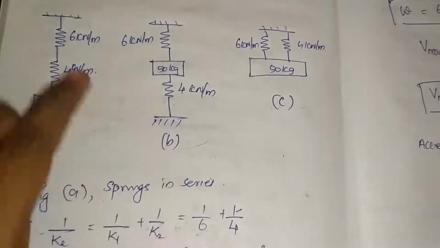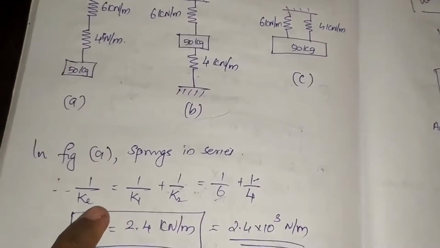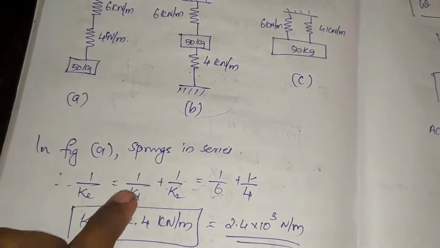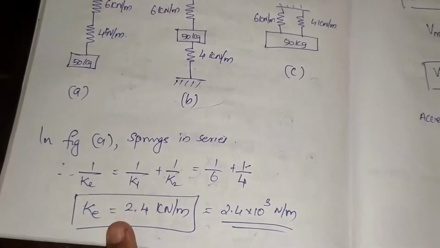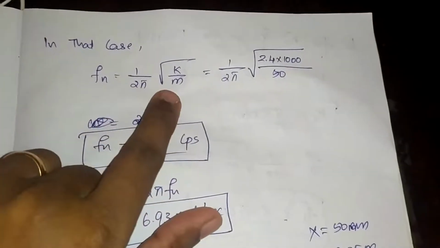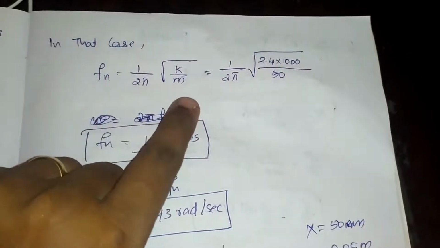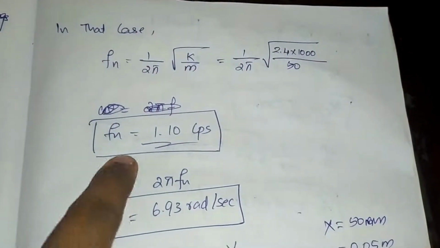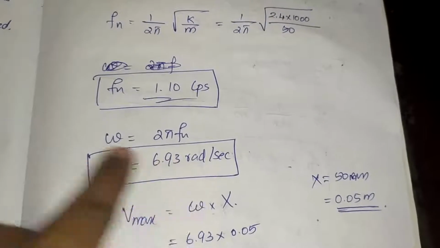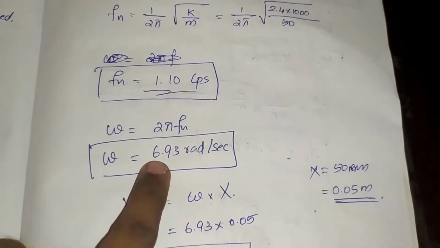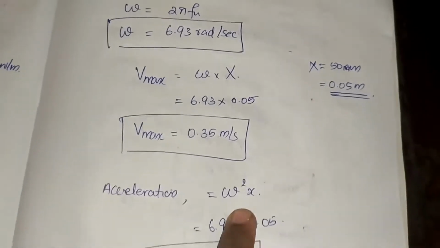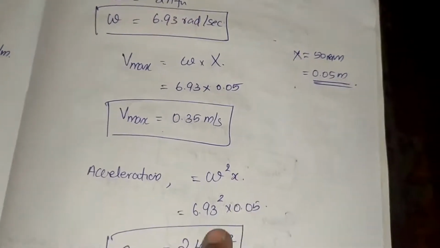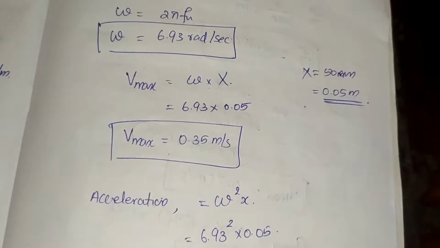So in the first case, since they are in series, 1 by k is equal to 1 by k1 plus 1 by k2, that is 1 by 4 plus 1 by 6, and you find the effective stiffness. In that case, Fn is 1 by 2 pi root of k by m. You know k and m, so you find Fn. Omega is equal to 2 pi Fn, and you get omega. Vmax is omega into x and Amax is omega square into x. Find them by solving these terms.